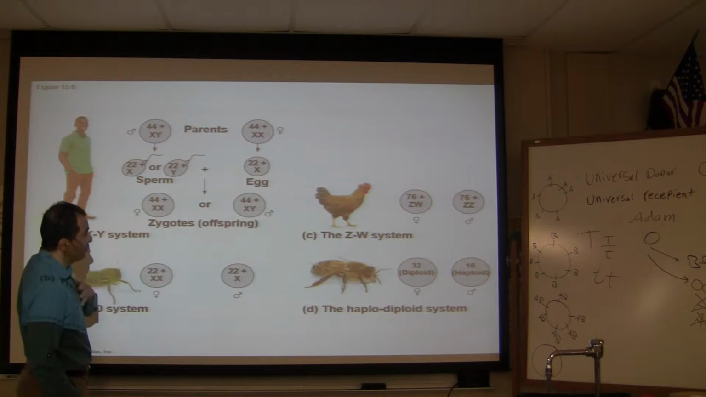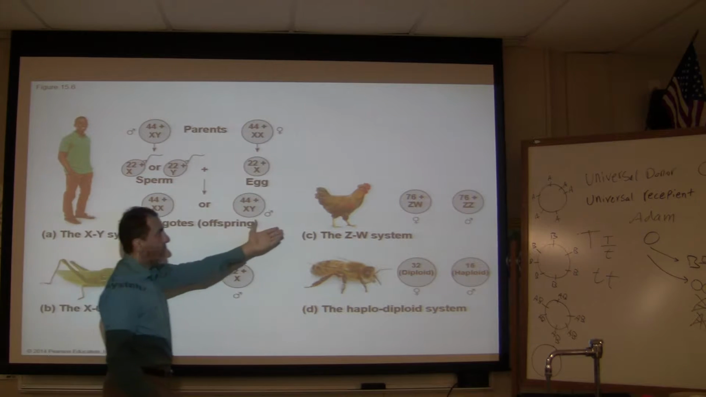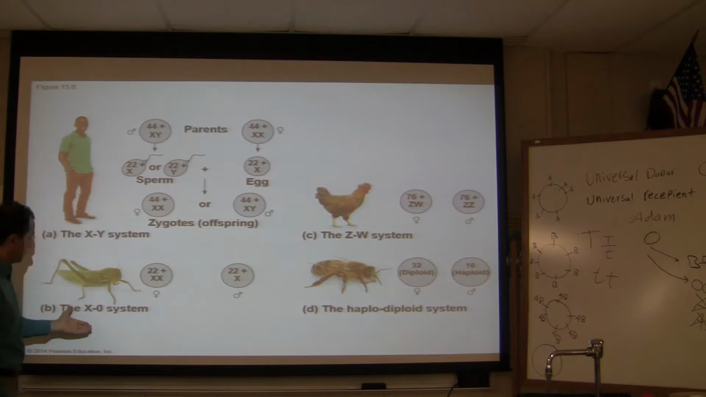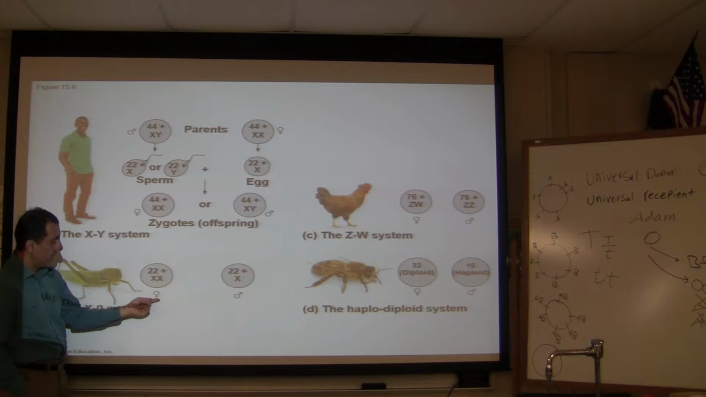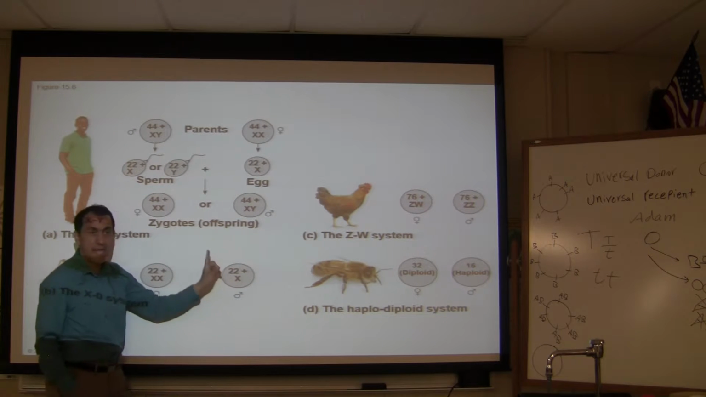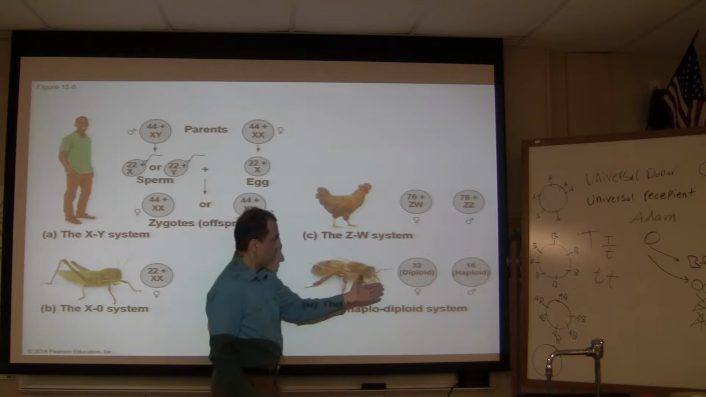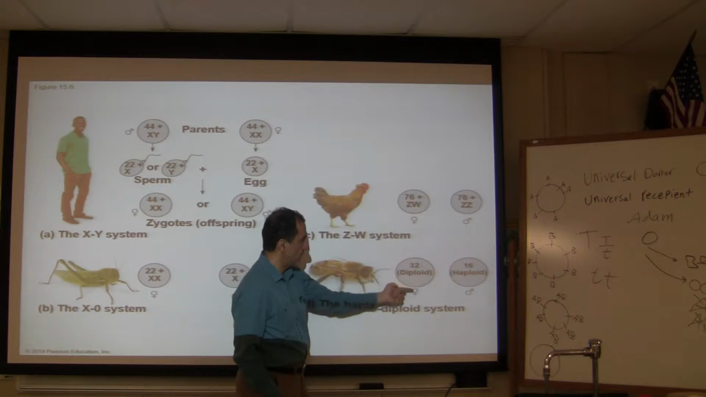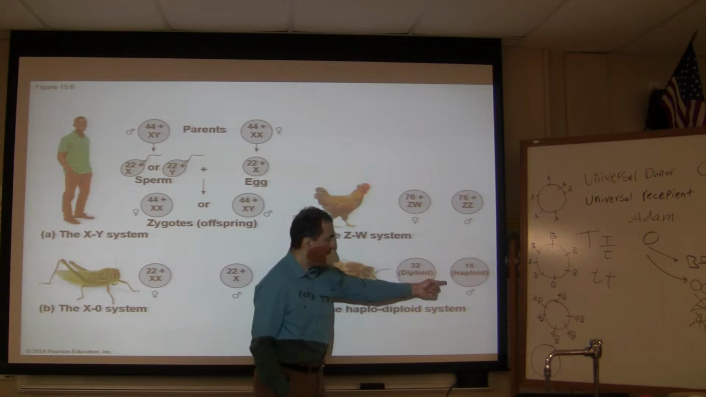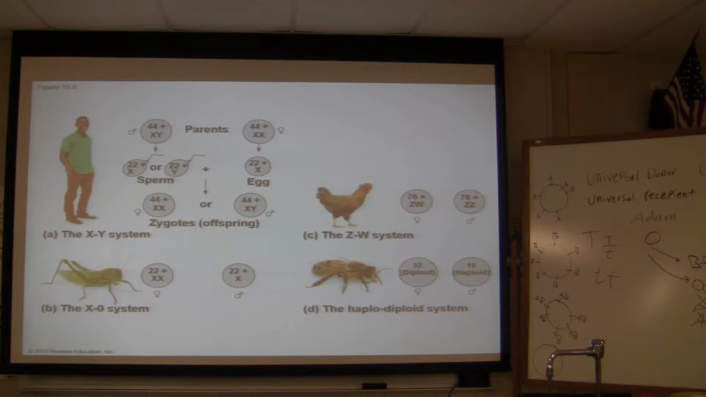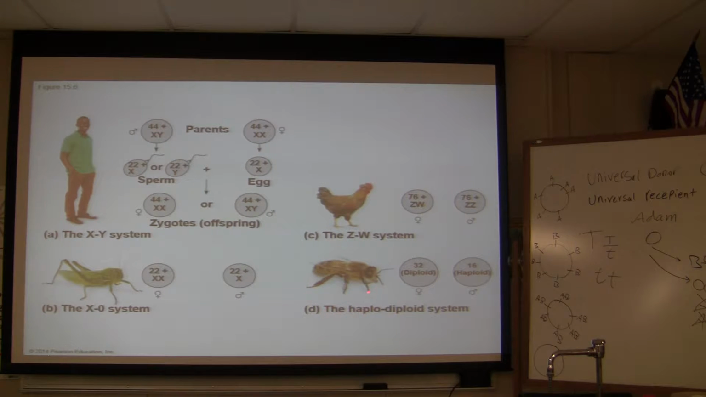So for us humans, we use X and Y. For poultry, chicken, they use ZW. For grasshopper, the female is XX, and the male is just one X. In bees, the diploid would be the female, and the haploid male has 16 chromosomes. Those are some of the haplodiploid systems, and then of course this is the X0 system. We humans are the XY system and ZW is the other system.